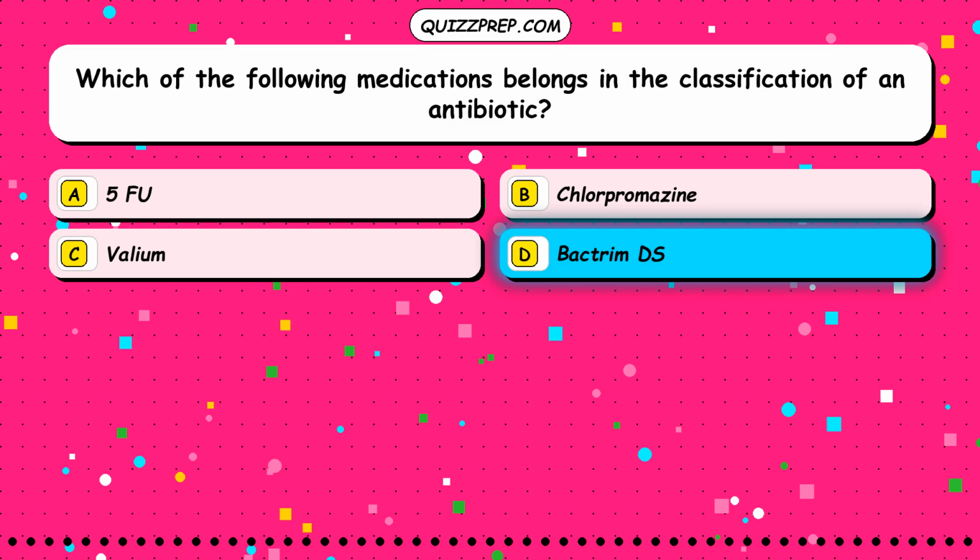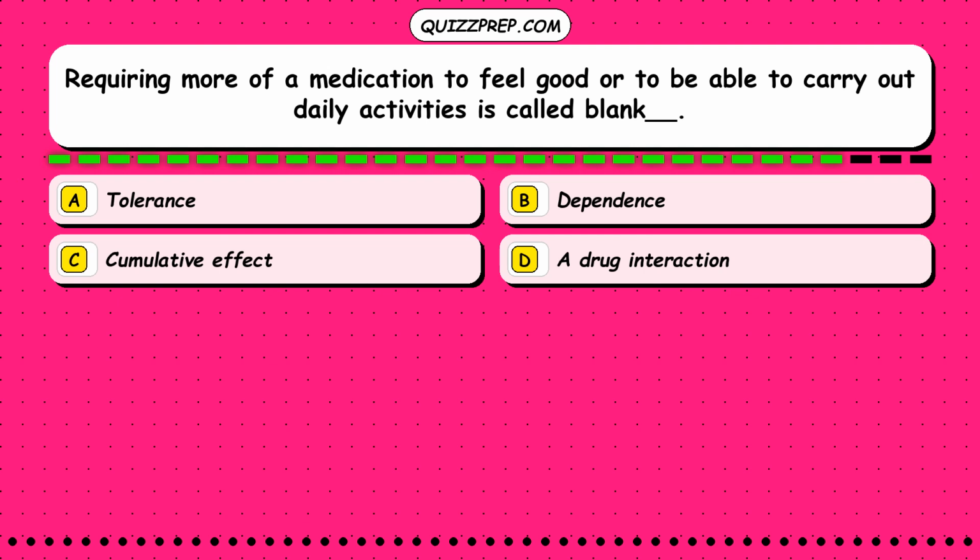The correct answer is option D. Bactrim DS. Question 249. Requiring more of a medication to feel good or to be able to carry out daily activities is called blank. Option A. Tolerance. Option B. Dependence. Option C. Cumulative effect. Option D. A drug interaction.